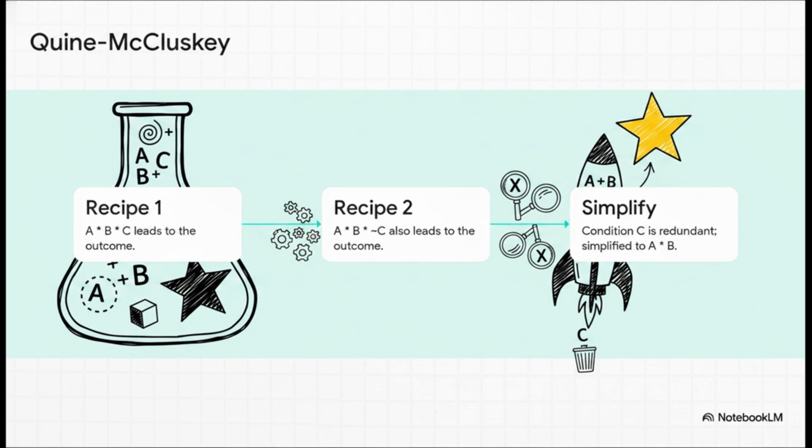Step 1. Imagine recipe 1, where condition A and B and C are all present and it leads perfectly to the outcome. Step 2. Now look at recipe 2. Condition A and B and the total absence of C also leads to the exact same outcome. Step 3. Since having condition C or not having condition C literally doesn't change the final outcome at all, the Quine-McCluskey algorithm spots that. It realizes C is completely irrelevant to the specific pathway, so it elegantly condenses the whole recipe down to just A and B. Boom! That is Boolean minimization in action.